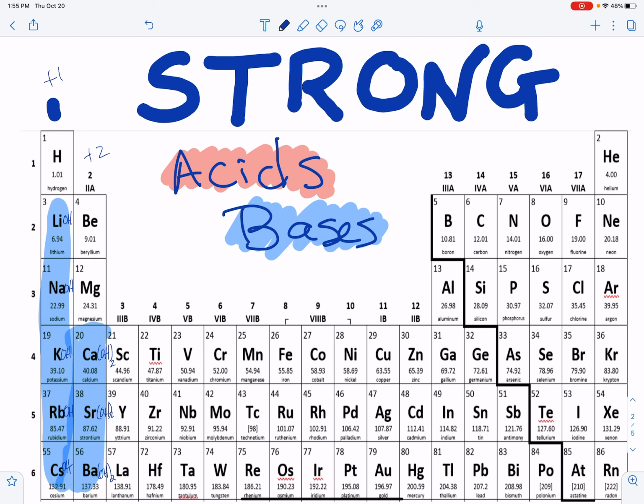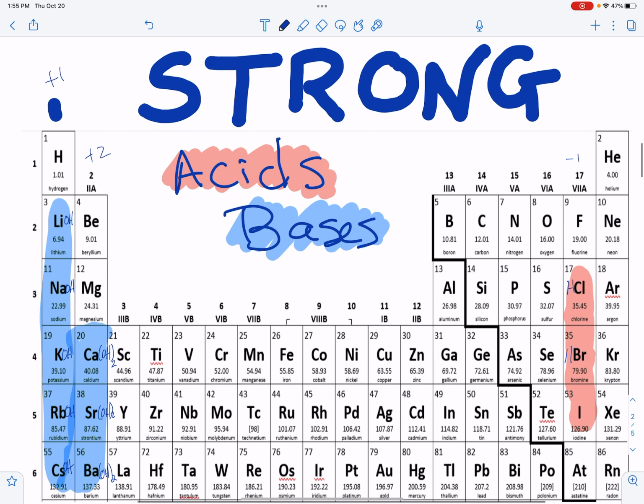And now we're going to look at where you find the strong acids. So if we look right over here at the halogens, this is where we're going to find strong acids. This is half of them. But this column is -1. So when we put an H with it, we only need 1 because H is H+, just a single plus. That's half of them.